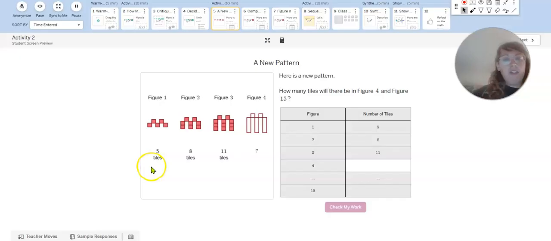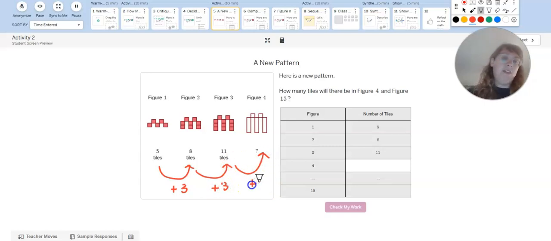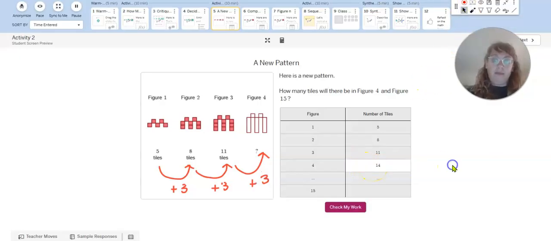So we have 5, 8, and then 11. So we can see that this is going up using addition. We are adding 3 each time. So of course, for figure 4, 11 plus 3 is 14. To get to the 15th figure, we could add 3 many more times. Let's practice writing a formula.